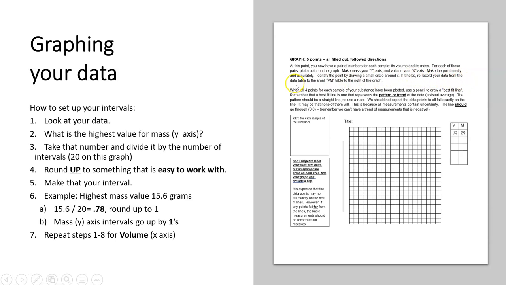If it helps, re-record your data from the data table to the small VM table to the right. So you don't have to flip pages back and forth. This is just here if you want to use it. You don't have to, okay? But you would record your volume and your mass here, and it just kind of makes it easier. It's all on one page then, and it's easier to work with. So, and the key, you do that for each sample. So maybe one is a small circle, maybe one's a triangle, maybe one is a square, maybe one is a colored in triangle, square, or circle. You've got 4 samples, okay? So graphing your data.